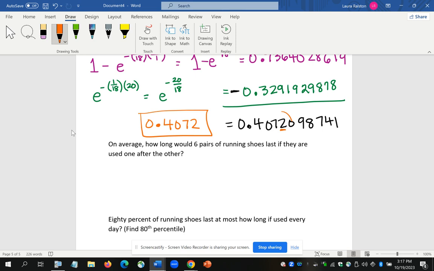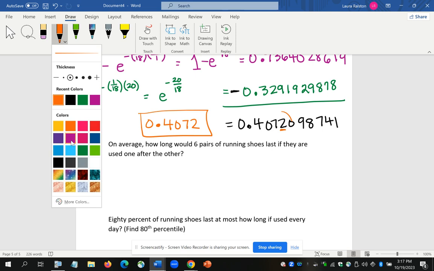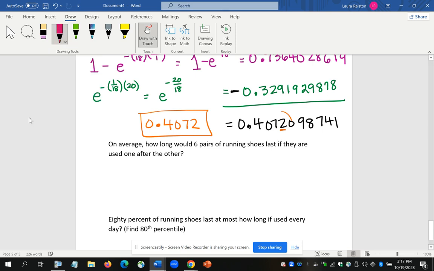Okay, here's a different question that we didn't see on the previous example, but it's one that I'm fairly certain you see on some of the questions on your homeworks and on the test. It says, on average, how long would 6 pairs of running shoes last if they are used one after the other? So you go to the store, you find this marvelous pair of running shoes, and you buy 6 pair. So you put on the first pair, and you're going to wear them every day and run in them, and on average, they would last 18 months. That's what it tells us in the problem.